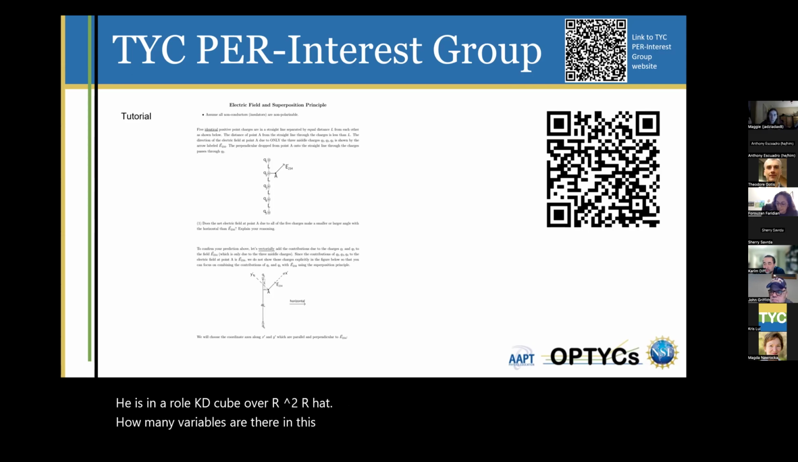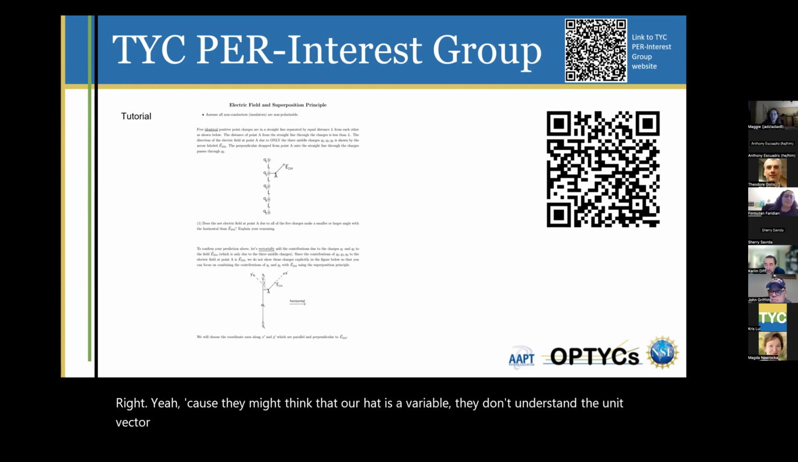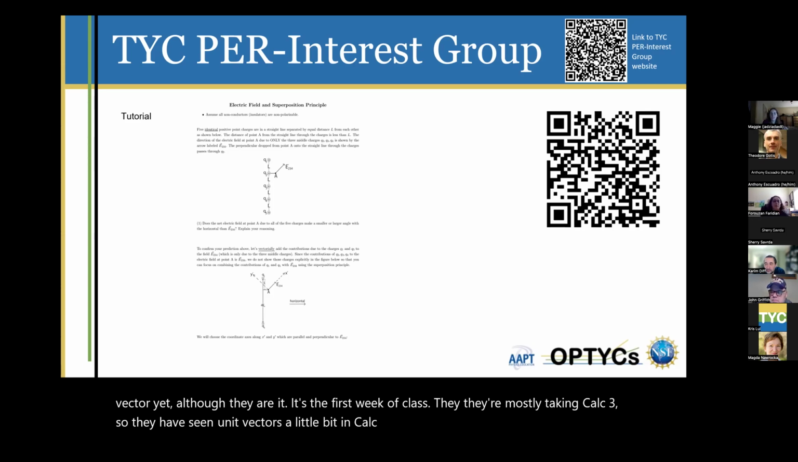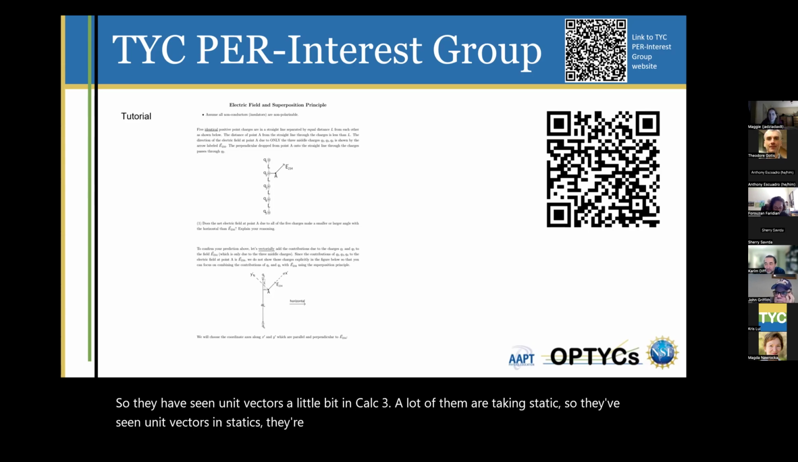Some of them will say 2, some of them will say 3, right, because they might think that R hat is a variable. They don't understand the unit vector yet, although it's the first week of class. They're mostly taking Calc 3, so they have seen unit vectors a little bit there. A lot of them are taking statics, so they've seen unit vectors in statics. They're seeing unit vectors in my class. So they're a little familiar with it, but they're not there.